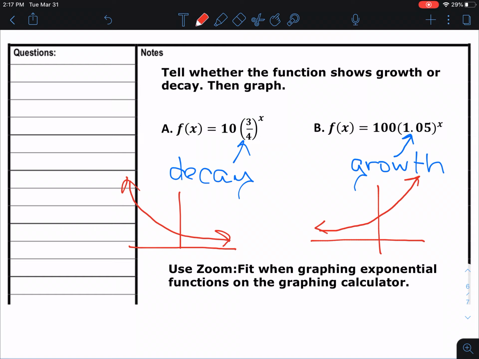So hopefully now you know how to determine whether it's an exponential growth or decay, and you know how to graph it on your graphing calculator.